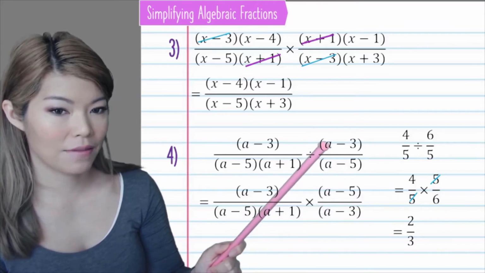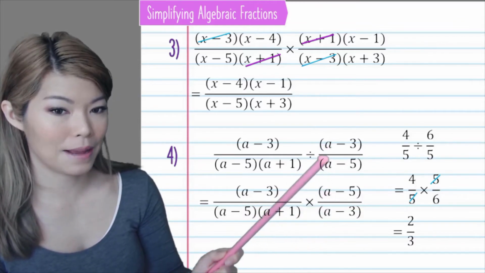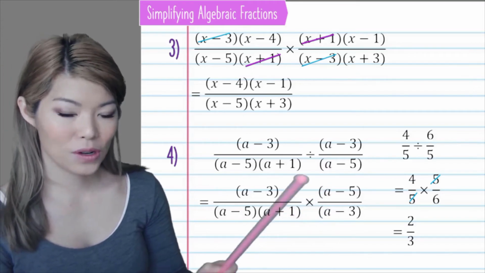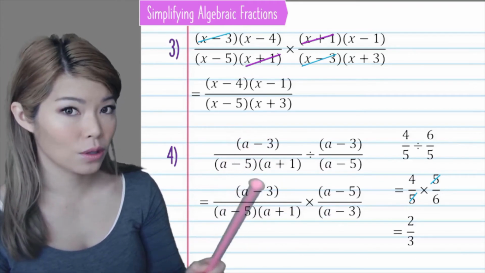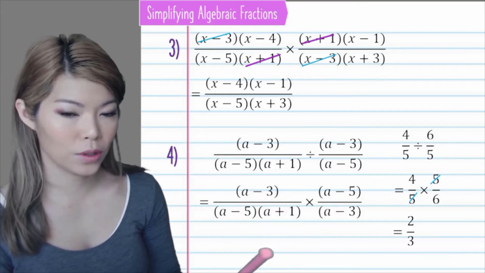So let's do that. So we change the signs to multiplication and flip the second fraction. So now we have a minus 3 at the bottom and a minus 5 at the top. And now we look and we can cancel. So never cancel with the division sign, always cancel with the multiplication sign.